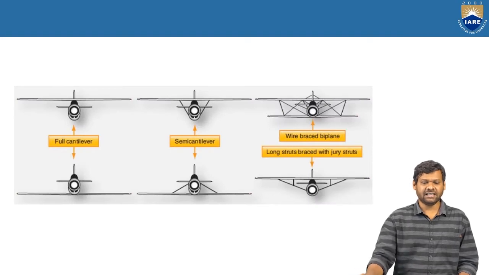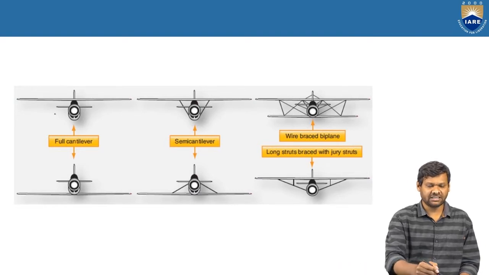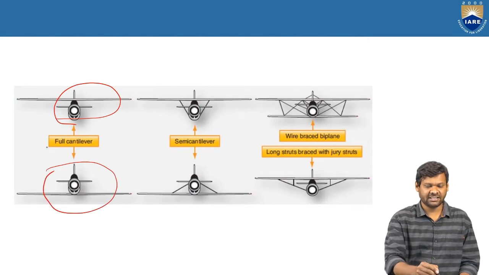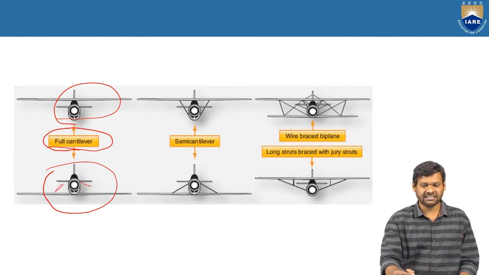This is a cantilever type of wing structure. You may see two different types of airplanes. One is the high wing and one is the low wing. And this is the full cantilever type. You can observe that there is no bracing, and this is a semi cantilever type of construction. You can see these are the braces which are supported from the fuselage section.